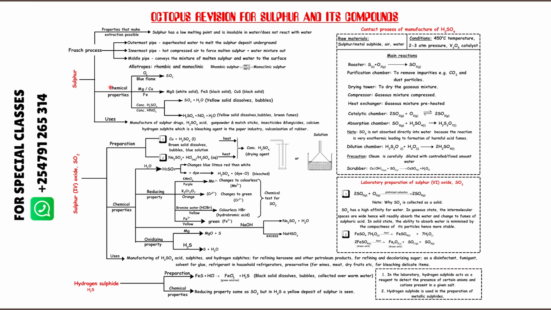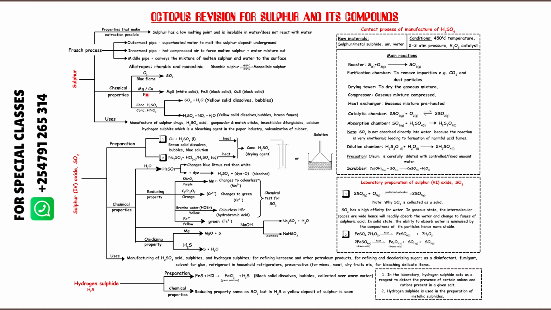Then we have the chemical properties of sulfur. It's very easy. Using the Octopus technique, we can look at burning sulfur, combustion. Sulfur burns in air with a blue flame to form sulfur(IV) oxide.